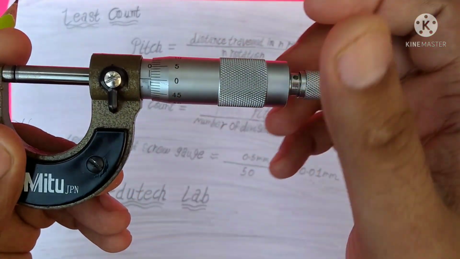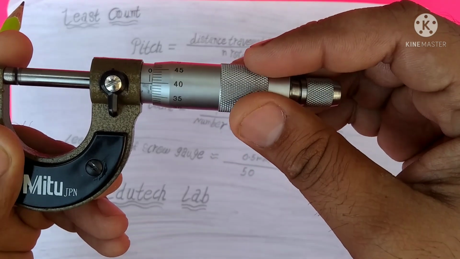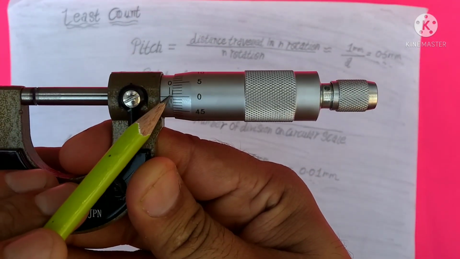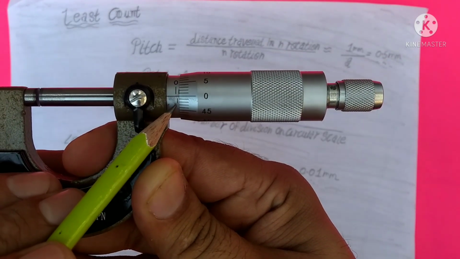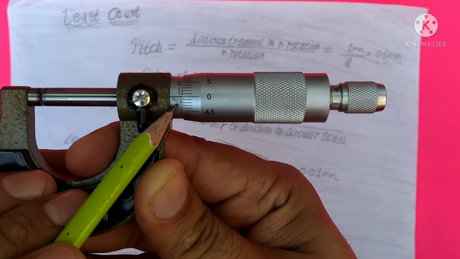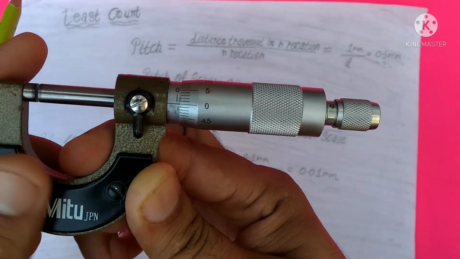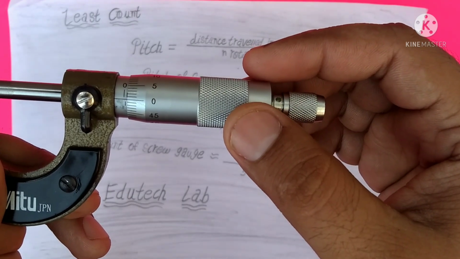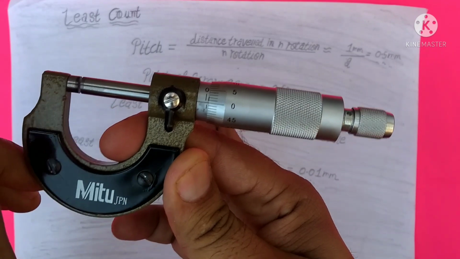Now again one more complete rotation is provided to the circular scale. Now again one division appears on the main scale on the upper side of the reference line. The value of each division on the main scale is 0.5, so it means a total of two divisions appear. So after completing two rotations of the circular scale, our circular scale moves backward 1 mm.